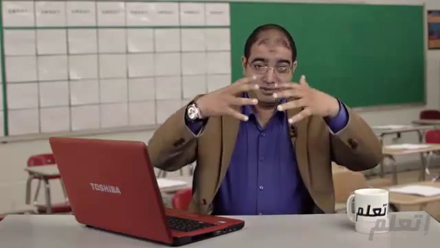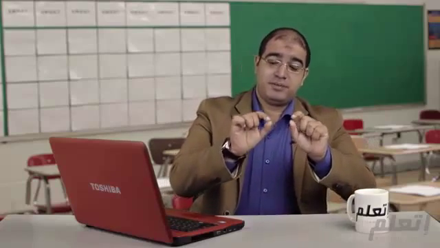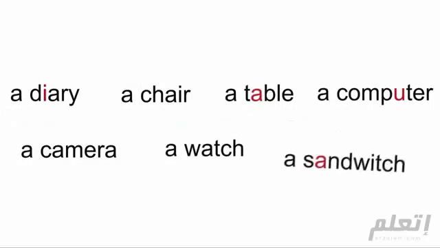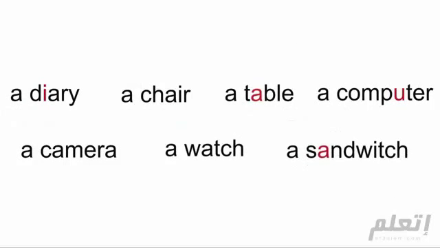Now we're going to move to the second exercise, which is related to things. And we will be doing the same thing. We will look at the pictures and we will match the picture to the correct word. But first, let's repeat together. A diary, a chair, a table, a computer, a camera, a watch, a sandwich.